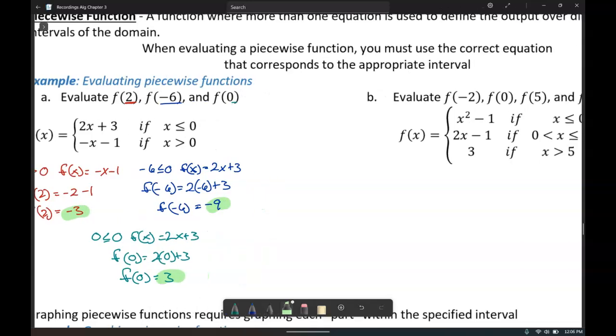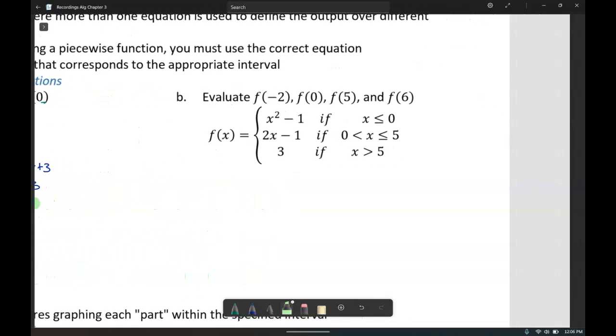Let's do it again. I encourage you to pause here and try it on your own. Here we have three functions. Our first segment is for all values less than or equal to 0. Our second segment is all values between 0 non-inclusive and 5 inclusive. And then the third is for all values greater than 5.